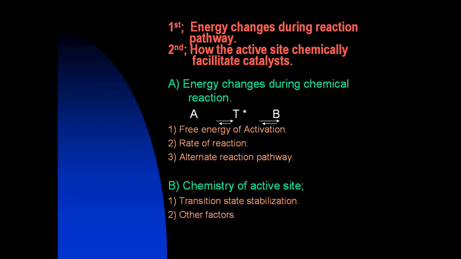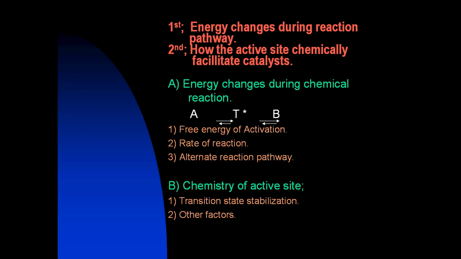Alternate reaction pathway. An enzyme allows a reaction to proceed rapidly under conditions prevailing in the cell by providing an alternate reaction pathway with a decreased free energy of activation. Enzymes do not change the free energies of reactants and products, and therefore do not change the equilibrium of the reaction. They do, however, accelerate the rate with which the equilibrium is established.